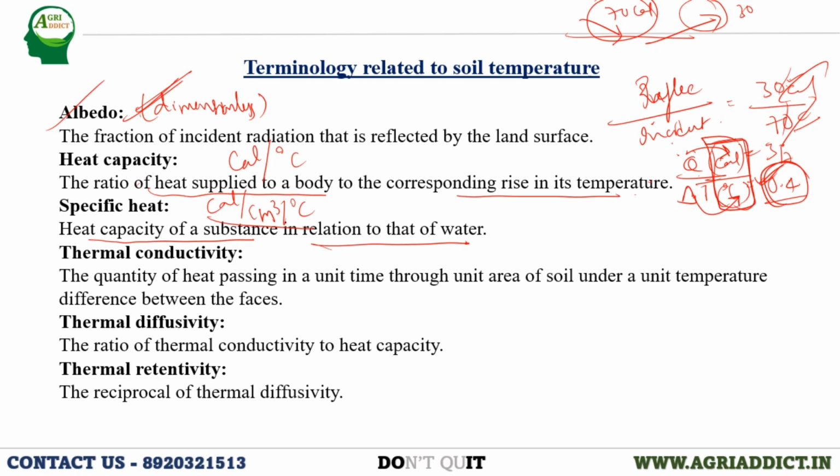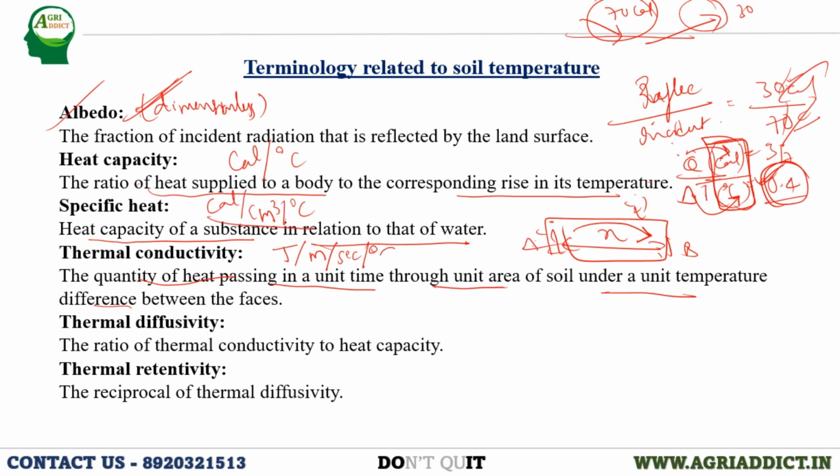Next one is thermal conductivity. Thermal conductivity is the quantity of heat passing in a unit time through unit area under unit temperature difference between the phases. If we take two points A to B, two phases separated by some x distance, the amount of heat transferring through this x distance in a unit area in unit time t, this is nothing but thermal conductivity. The units of thermal conductivity will be the amount of heat transferring, that means joule or calories, per unit distance, that is meter, per unit time, that is second, per unit temperature difference, that will be degree centigrade. This will be the unit of thermal conductivity.